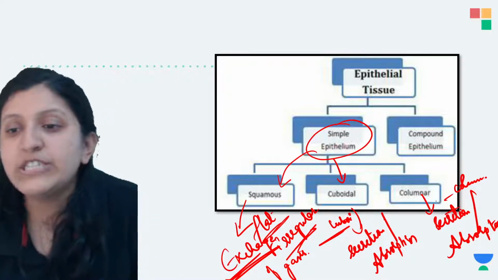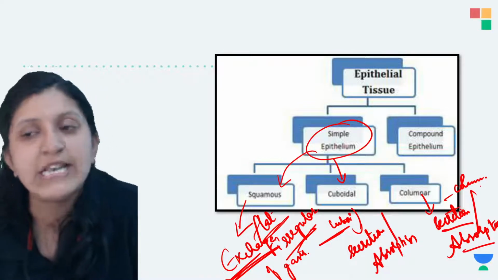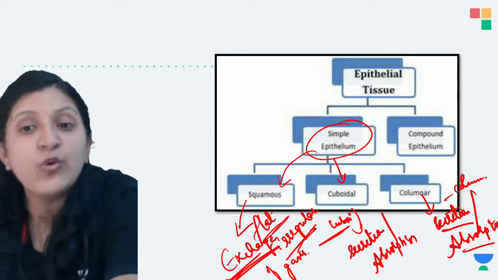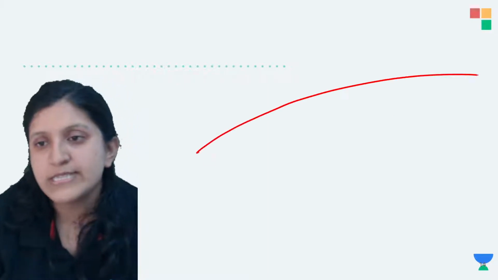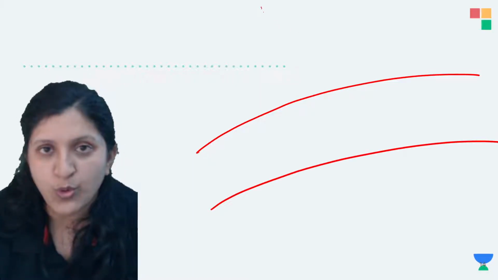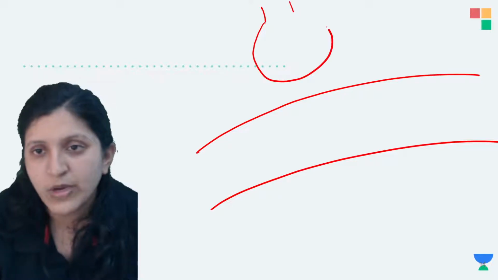Okay, so this is about secretion or absorption, which is basically a columnar epithelium. Now I'll explain where you can find the squamous epithelium. Let's say this is a blood vessel. This is your blood vessel, and here is the alveoli, which is there in the lungs.